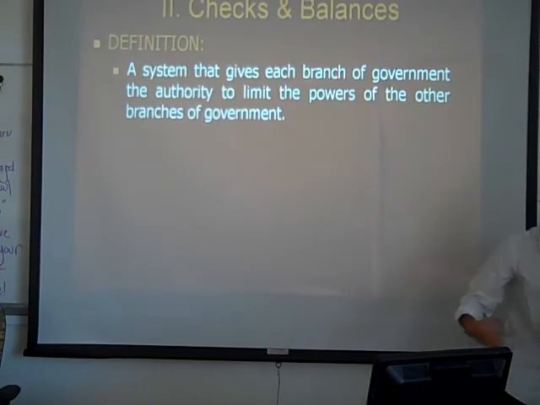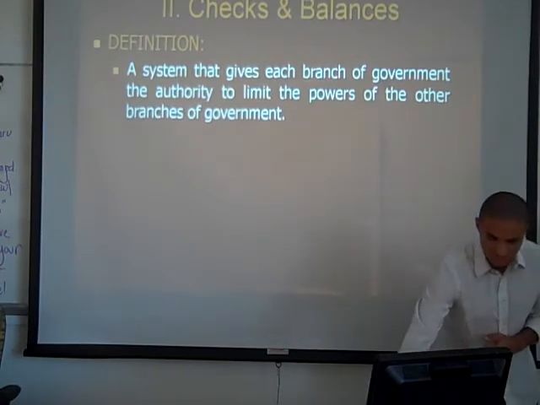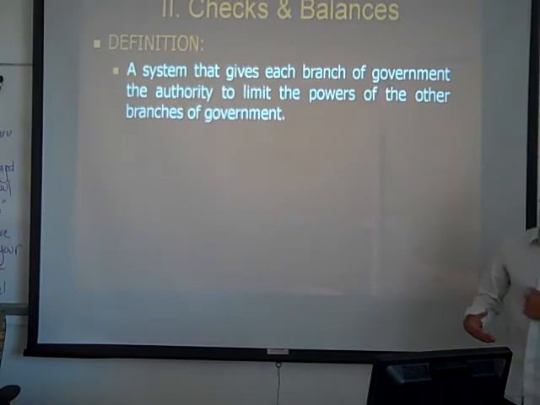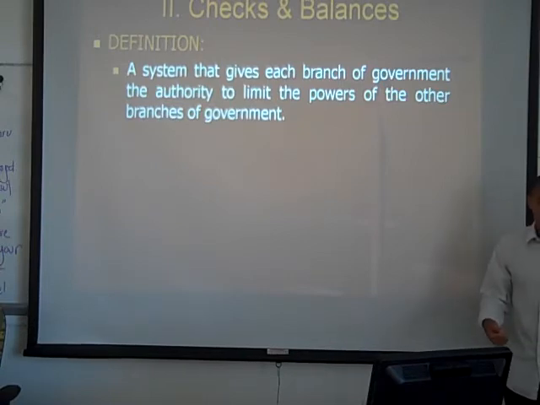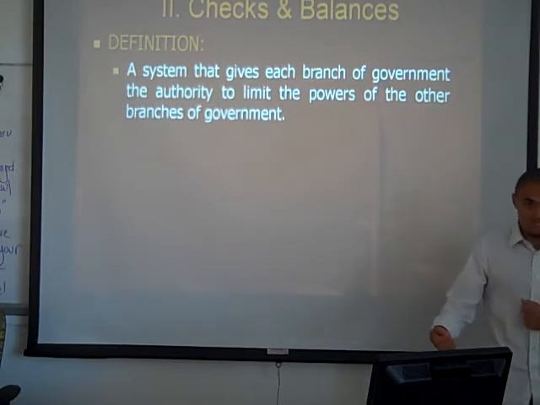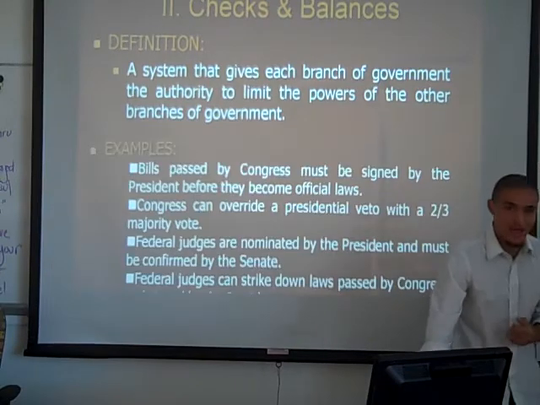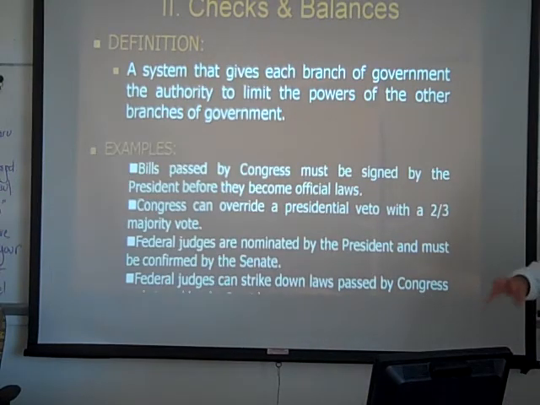Let's move on to the second principle, which is closely related to the first, which is checks and balances. What is checks and balances? It's a system that gives each branch of government the authority to limit the powers of the other branches. So checks and balances, the second principle, is basically just a way of ensuring that the first principle functions, making sure that separation of powers actually happens, making sure that every branch of government stays in their corner and doesn't overpower the other branches.